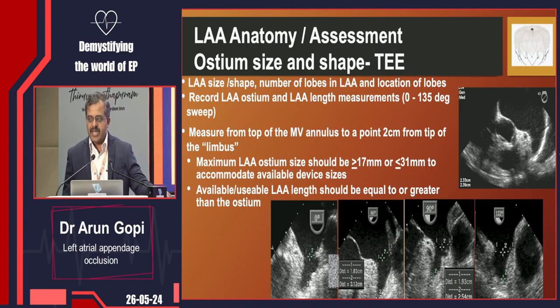The sizing is precisely based on TE. We actually measure the ostium of the left atrial appendage on the TE at 0, 45, 90, and 135 degrees. And typically this is measured at the ostium about 2 centimeters from the tip of the limbus.